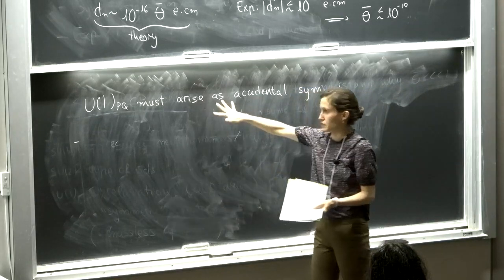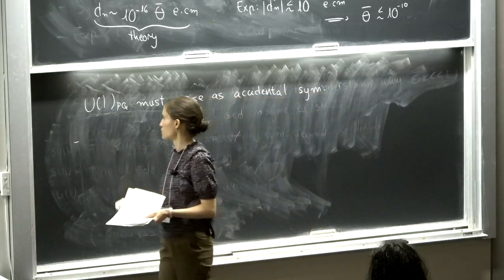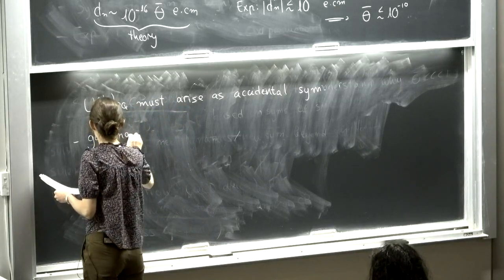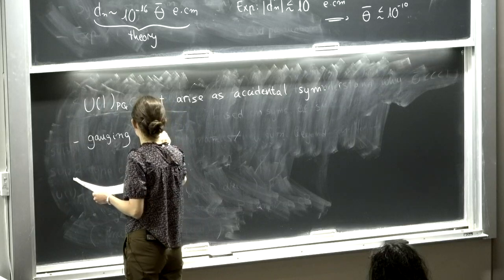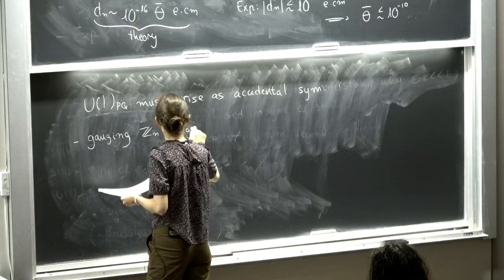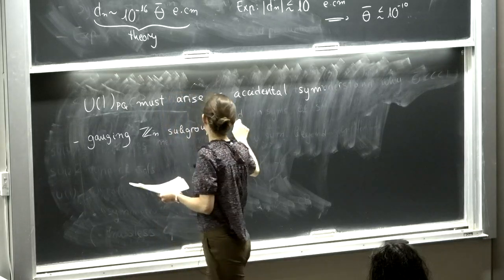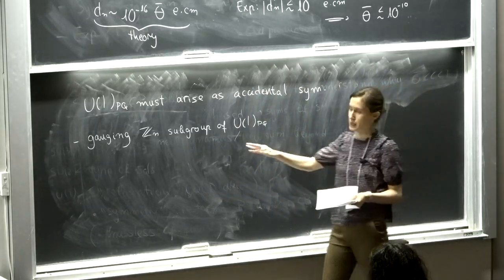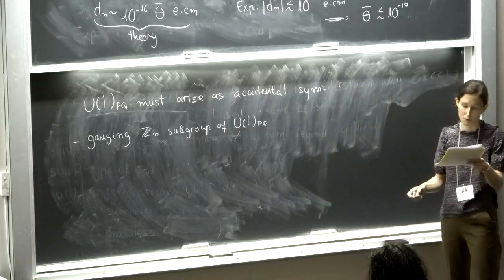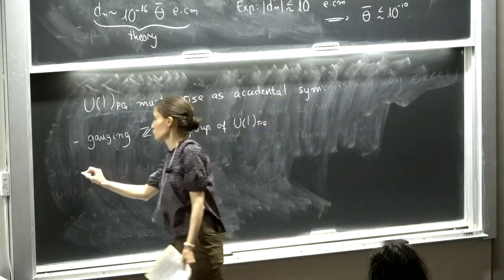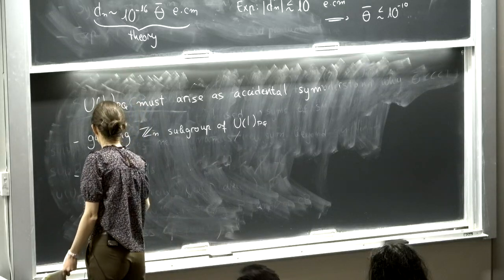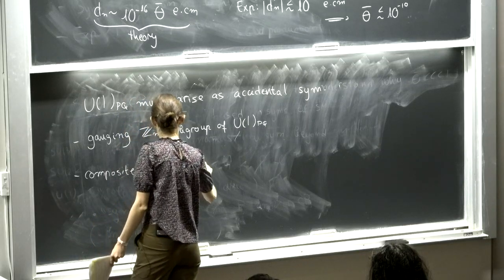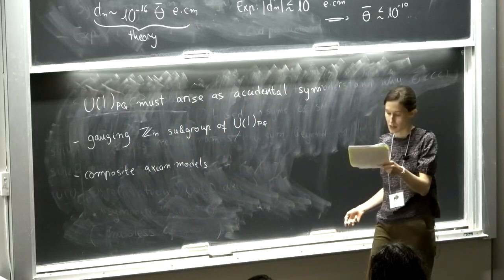If you have some UV completion where the symmetry appears as very approximate for some reason, then there is a perfectly fine solution. So things people have tried include gauging a Z_N subgroup of the U(1)_PQ symmetry. So U(1)_PQ itself has to be global, but there's no particular reason why some discrete subgroup could not be gauged, and that would forbid certain operators of dimension lower than n from appearing in the Lagrangian. Sometimes also models where the axion appears as a composite degree of freedom.